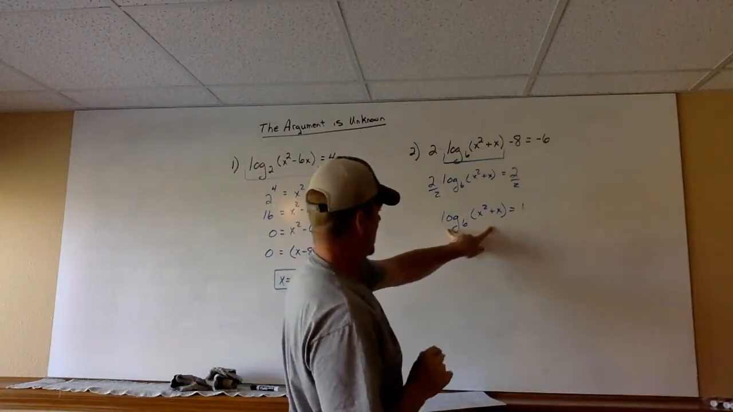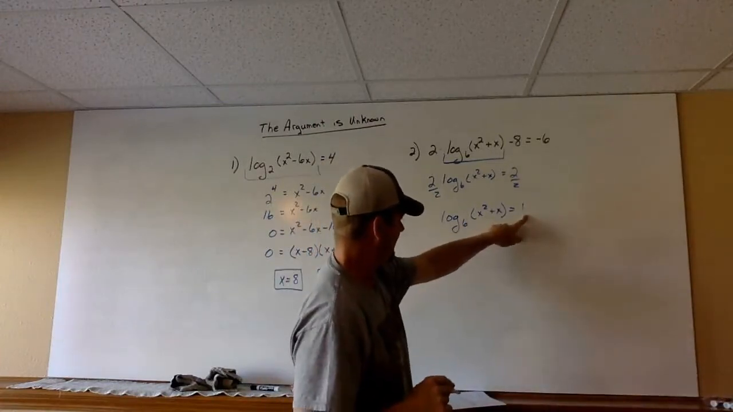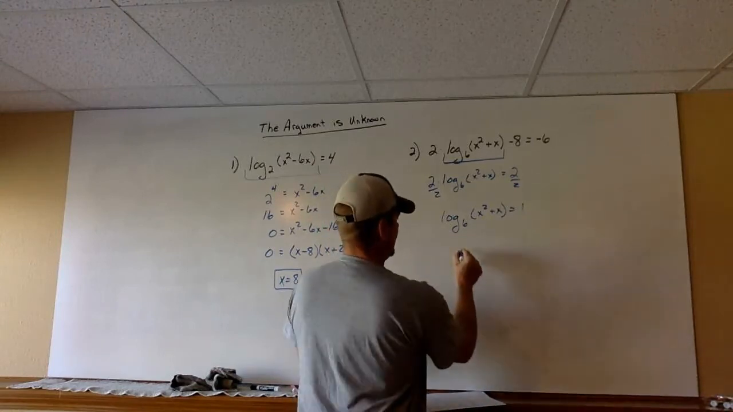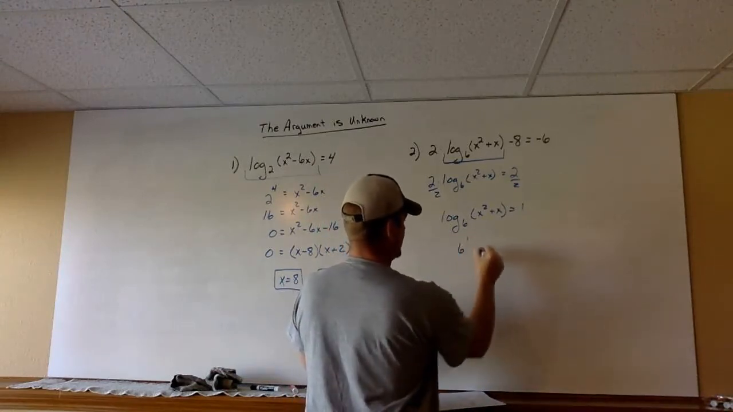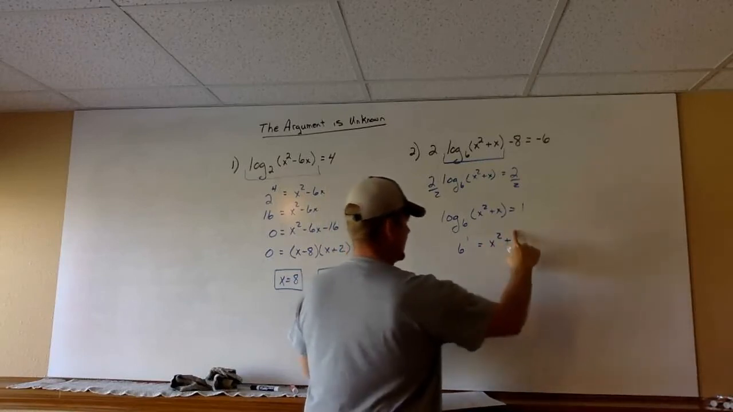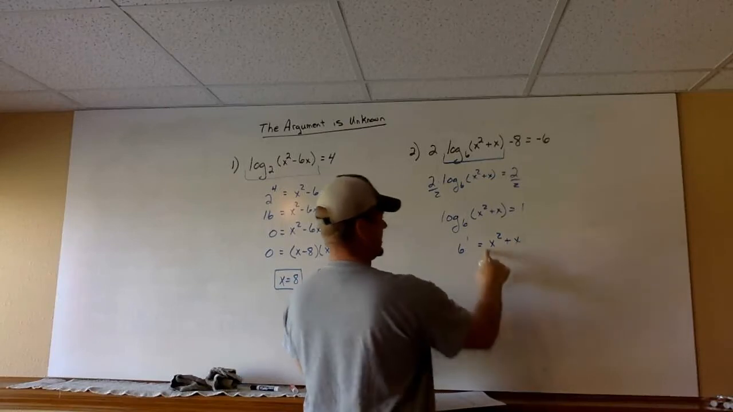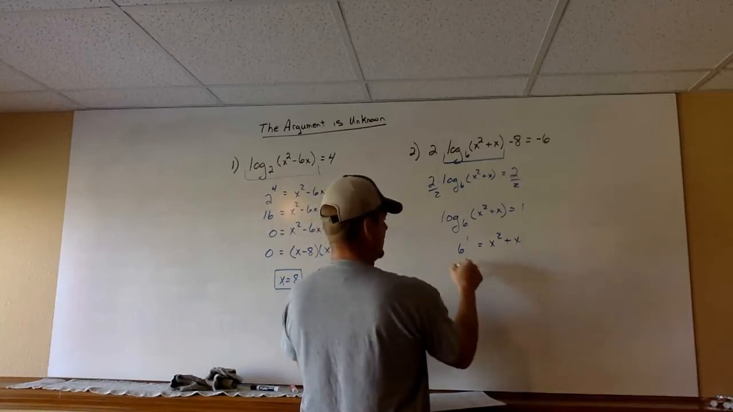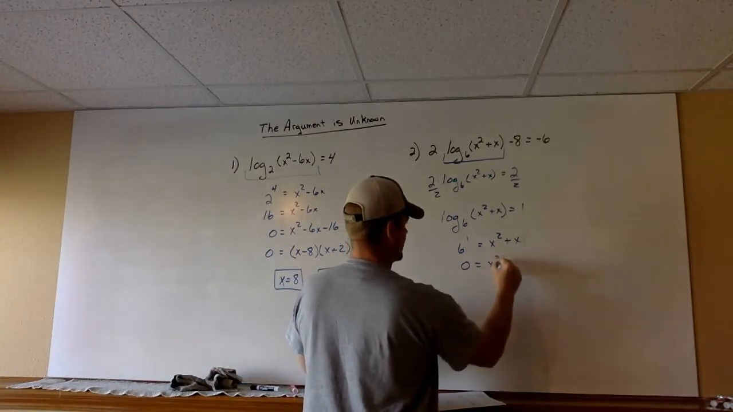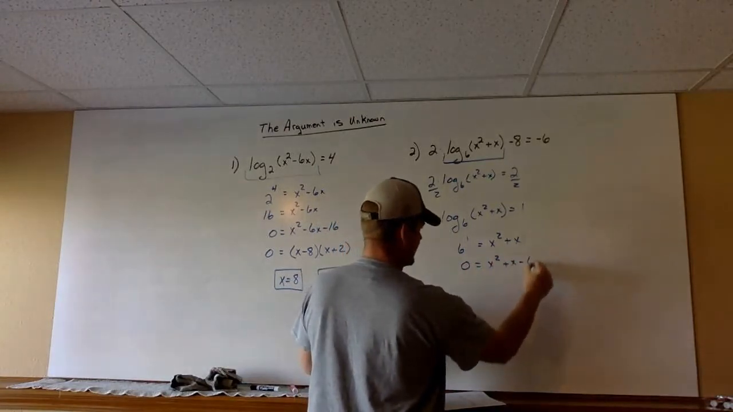Well, now my log equals a number. So I'm going to change the form into an exponential equation, which is the base of the log to the exponent equals the argument. Oh, that's not a 1, that's an x. Oh, it's another quadratic. So what I'm going to do is subtract my 6 over and say 0 equals x squared plus x minus 6.